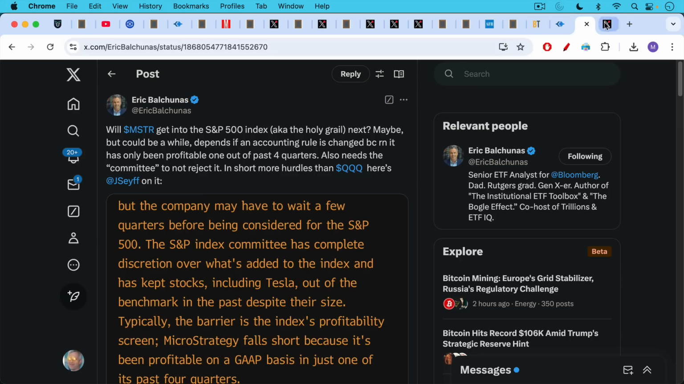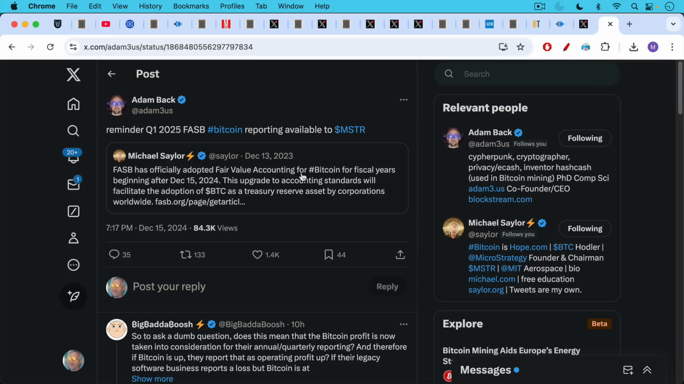But with this FASB accounting change, which just went into effect on December 15th, 2024, this FASB reporting will be available to MicroStrategy beginning with their earnings in the first quarter of 2025, as Adam Back points out here. And what this means is as Bitcoin appreciates, you will see those gains flow through to the income statement. And so this could definitely help. I don't know if they have to be counted as operating earnings for the S&P 500 committee, but at some point it seems to me inevitable that MicroStrategy will be added, not just to the QQQs, which we now know will happen in December, but will also be added to the S&P 500.